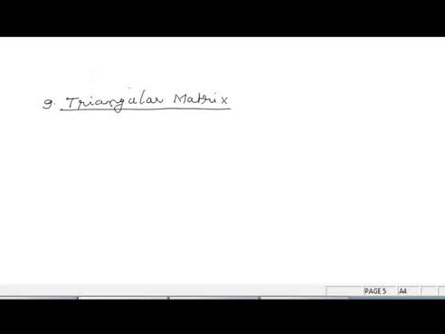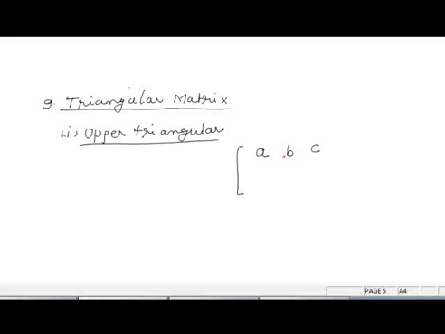In the triangular matrix also, first is upper triangular. Upper triangular matrix is the matrix in which elements below the diagonals are 0. So let's say for example A, B, C, D, E, F. So below the diagonal, you can see below this diagonal, all the elements are 0. So that's how it is called the upper triangular matrix.